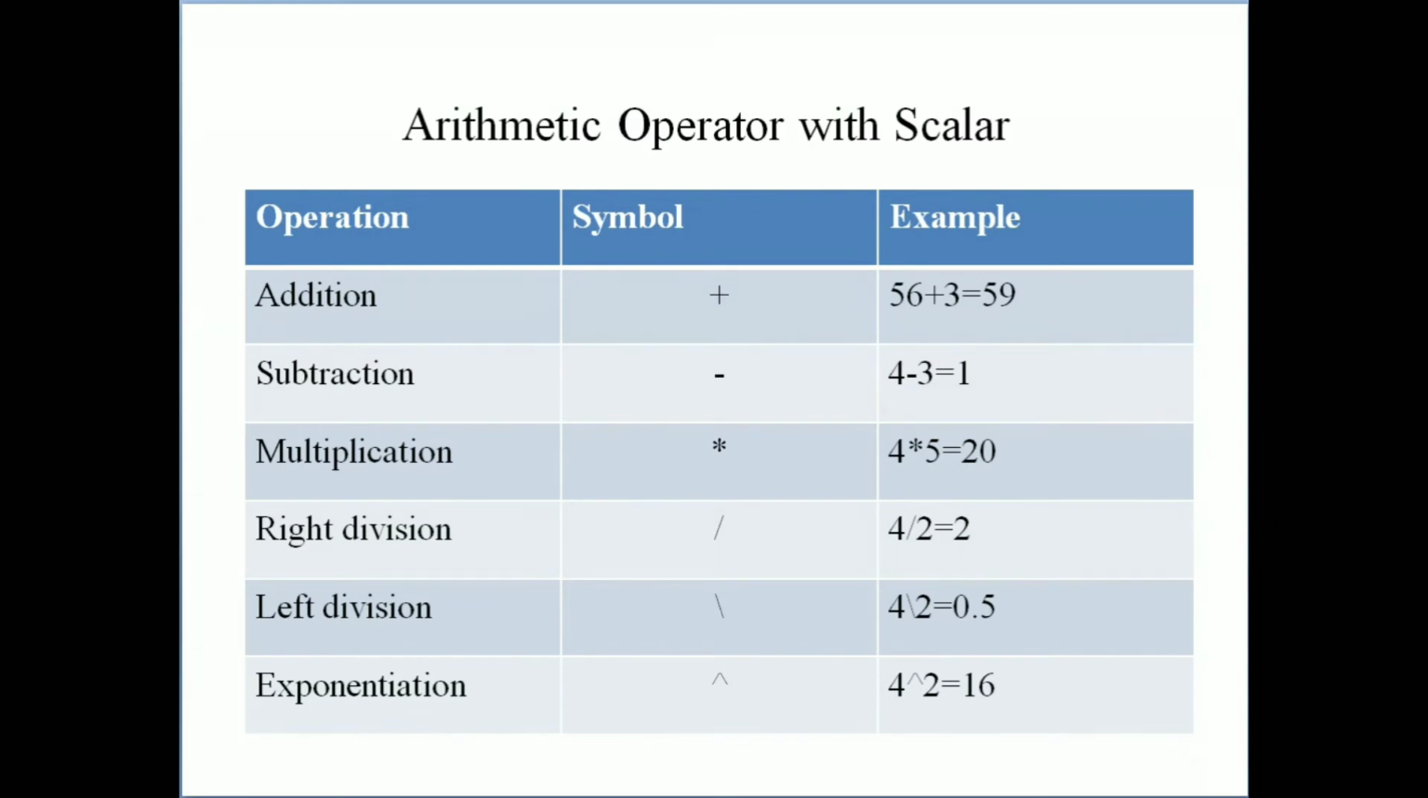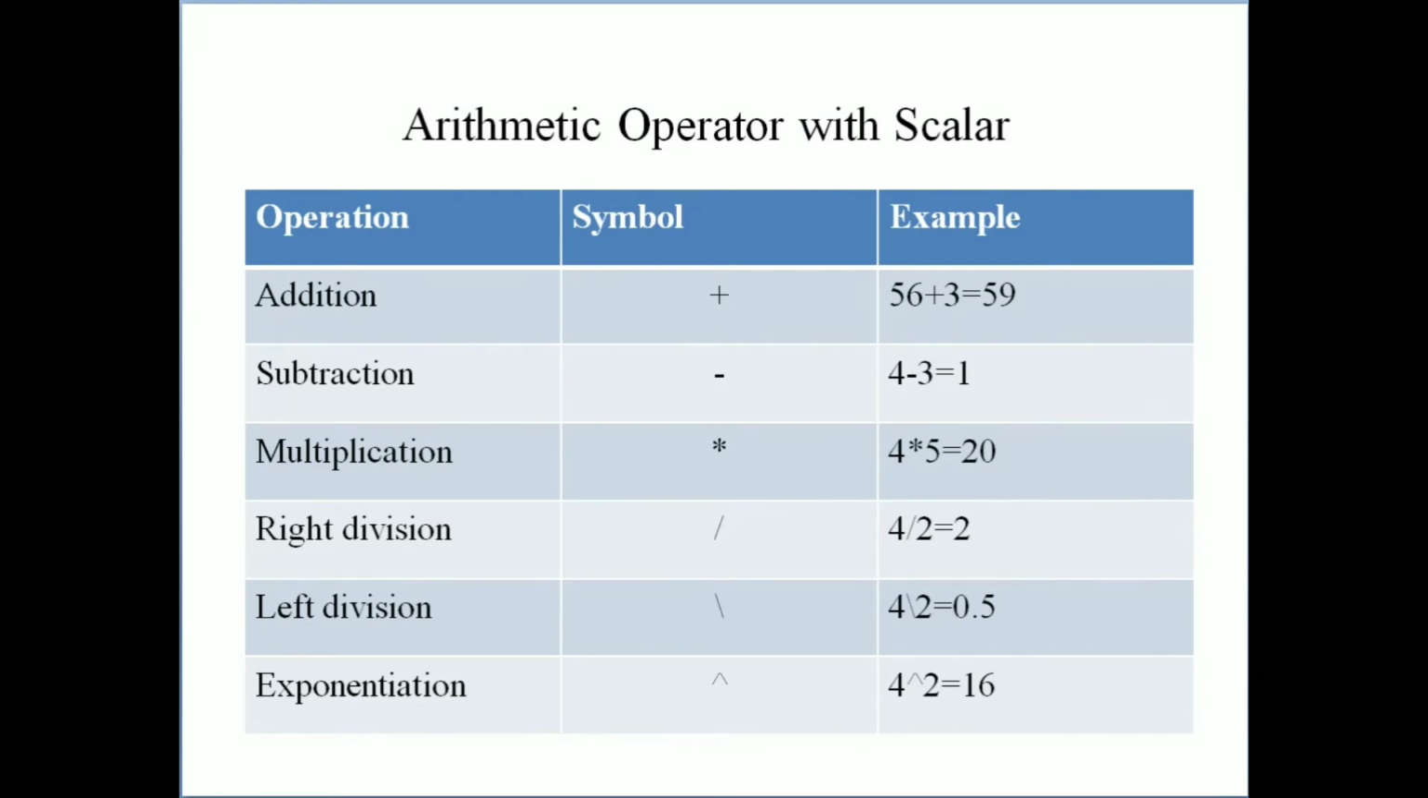For multiplication we are using a different symbol. Usually we use the multiplication cross symbol; here we use the star symbol. And we usually use only one division, but Matlab has two divisions: one is the right division, another one is the left division. For example, 4 divided by 2. If you are using right division, it means 4 divided by 2, that is, the answer is 2. Left division means 2 divided by 4, the answer is 0.5.